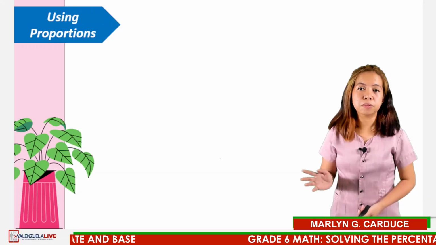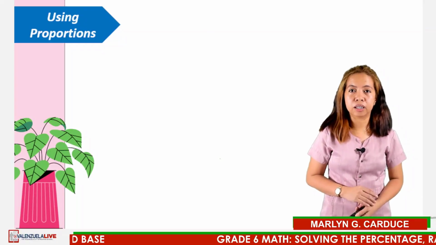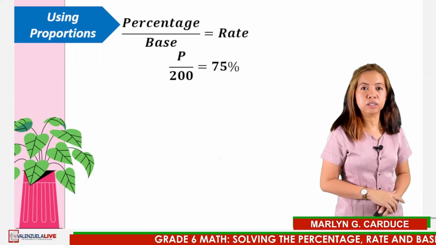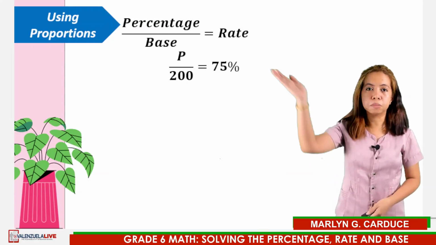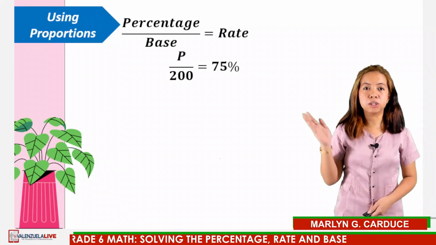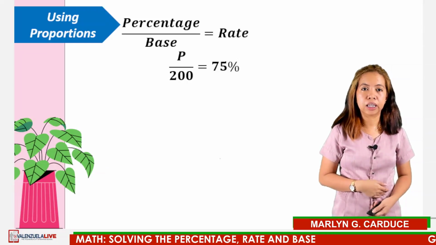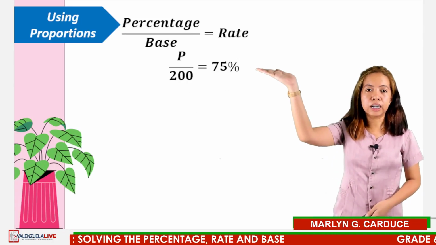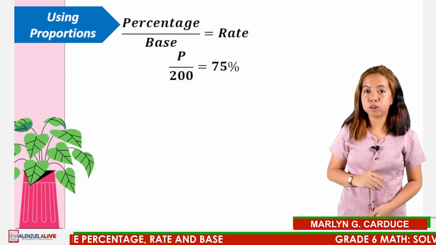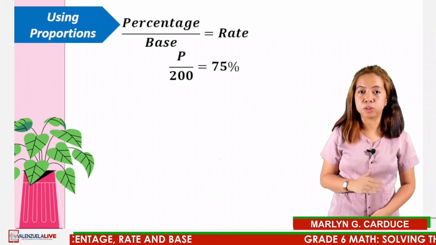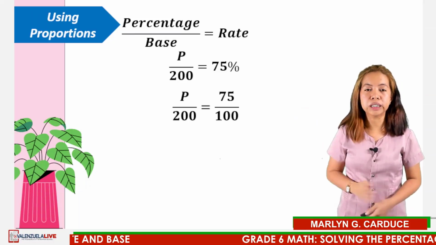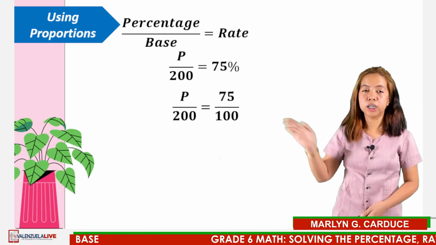Another way to solve this problem is using the proportion. So this is our proportion. Again, substitute all the values of the base and the rate. P, which stands for the percentage, over 200 is equal to 75%. As you can see, the rate here, you just have to change into fraction form, whose denominator is 100. So percentage over 200 is equal to 75 over 100.